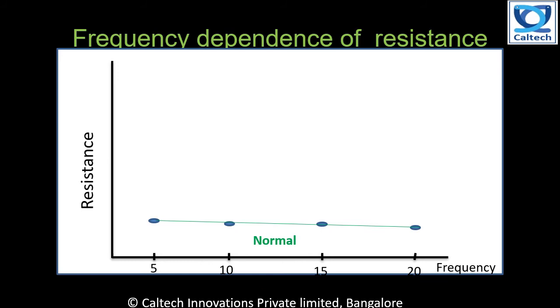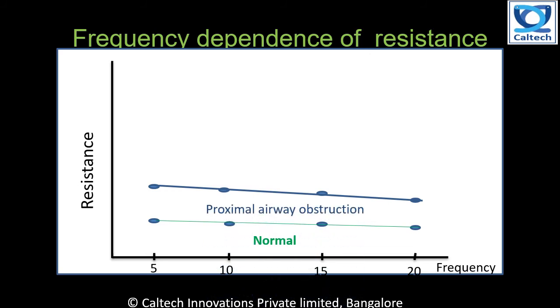Now let's take a look at another scenario over here. The resistance measured at 5 Hz is increased compared to the normal. Similarly, the resistance measured at 20 Hz is increased as compared to the normal. However, when you compare the resistance measured at R5 and R20, they are increased in proportion to each other, and you get a straight line which is parallel to the normal line. And this happens in proximal airway obstruction.